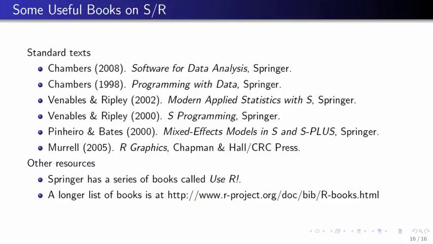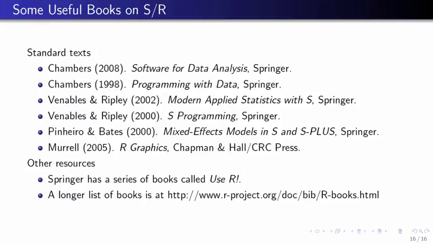So I'm just going to end here with a couple of texts that are standard or classic texts in this area. Of course, the books by John Chambers, Software for Data Analysis and Programming with Data, both published by Springer. And then there's two books by Bill Venables and Brian Ripley. One is called Modern Applied Statistics with S, and another one's called S Programming. Although they talk about S in the title, these books are both very relevant for R programming too. There's a book by Pinheiro and Bates, which is Mixed Effects Models in S and S+. That's also quite useful for R programmers too.